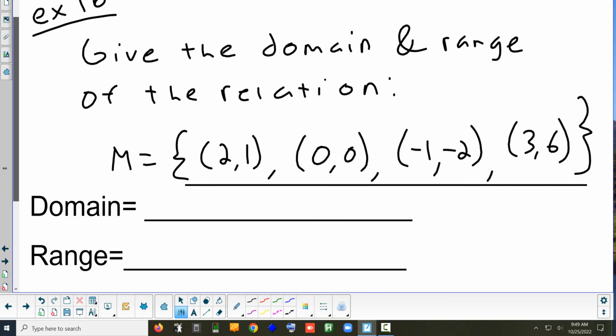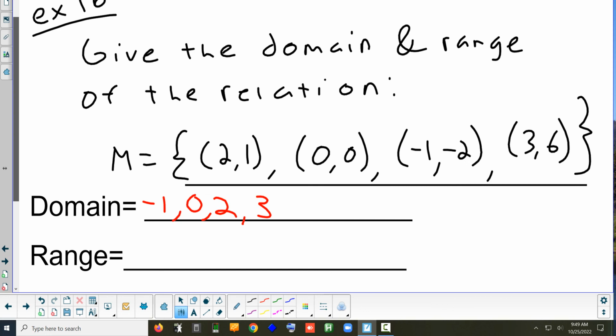Micah, do you think you could tell me my numbers that are in the domain? 2, 0, -1. Yeah, so he got all the numbers right, and as he said them, I just put them in order. -1, 0, 2, 3. Those are the numbers that are in the domain.